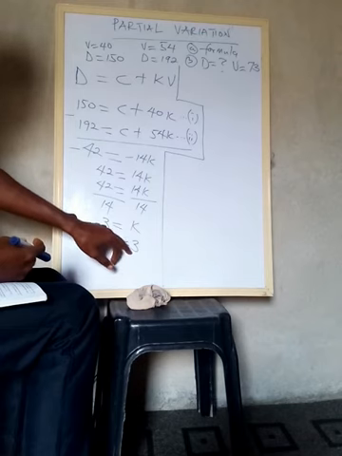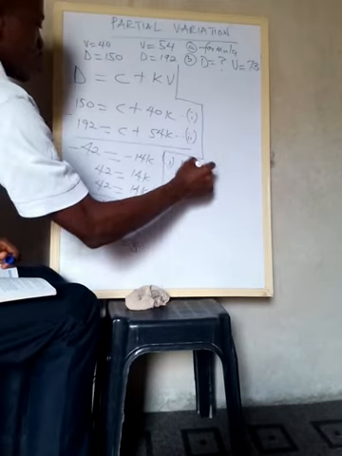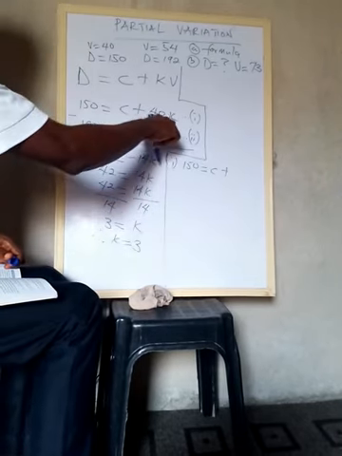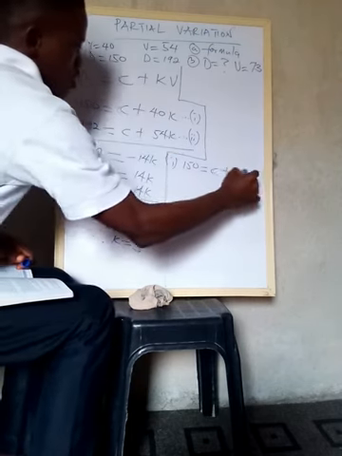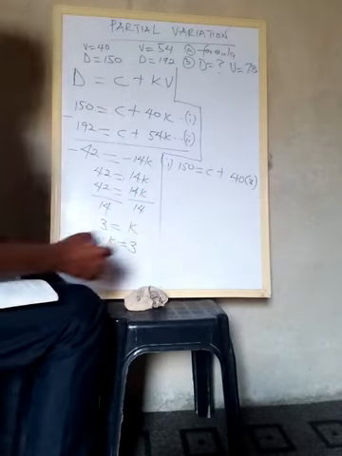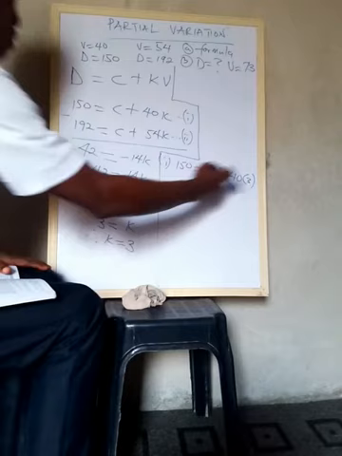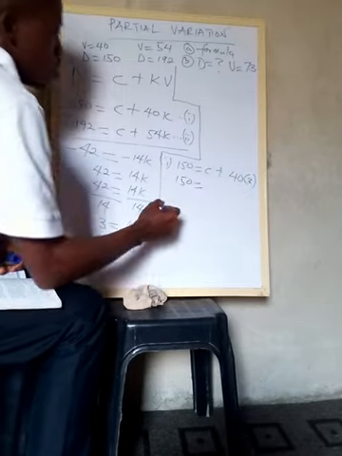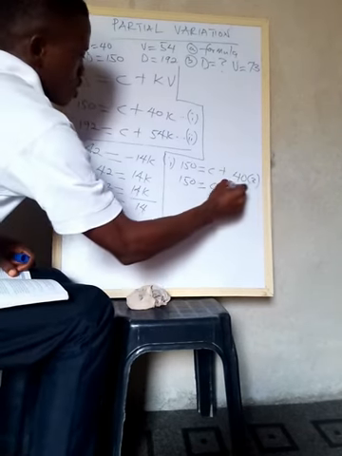In equation 1, we have 150 is equal to C plus 40K. You cannot just put 43. No, 40K means 40 times 3. That's another symbol for multiplication: when you put it in a bracket, it means it's multiplying. So we have 150 is equal to C plus 40 times 3, which gives us 120.